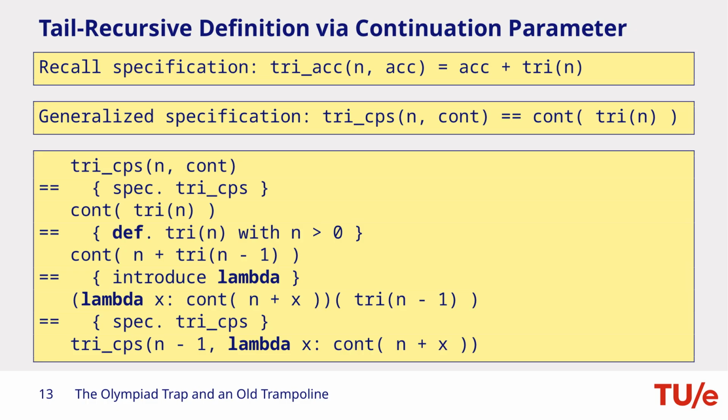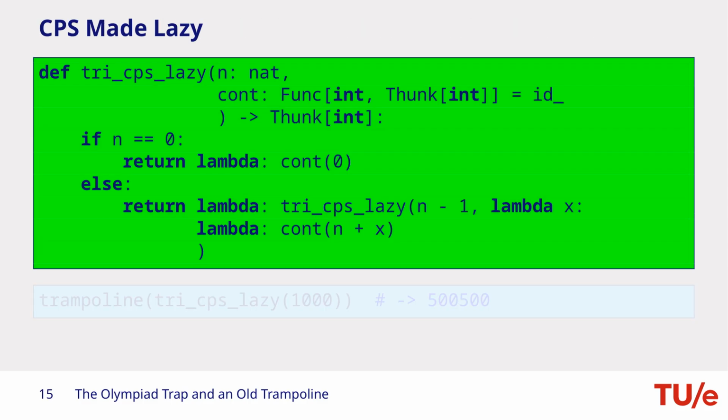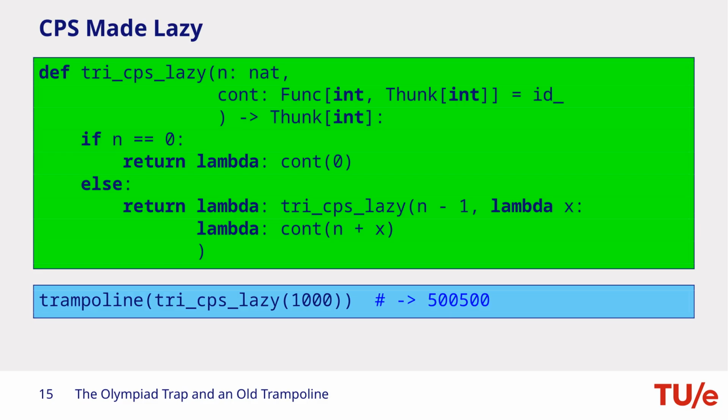The work that needs to be done after the recursive call can be composed into the continuation. Thus, we get a tail recursive definition where the continuation parameter accumulates all the after work. In the base case, the continuation is finally applied to the base value. Note that in the tail call, the continuation isn't called, but is treated as data. Using the earlier recipe, this definition can be made lazy. Note that there are 3 tail calls to be made lazy. And with the trampoline, we can again calculate tri 1000 without hitting the stack limit.